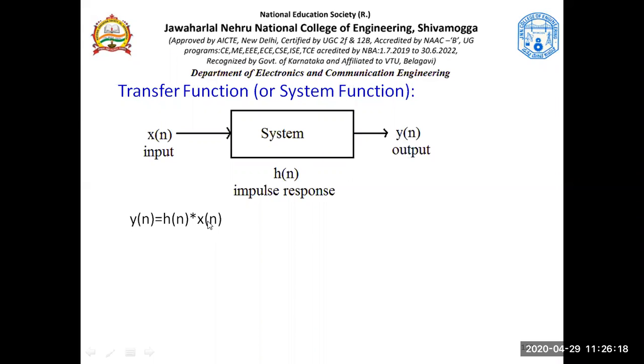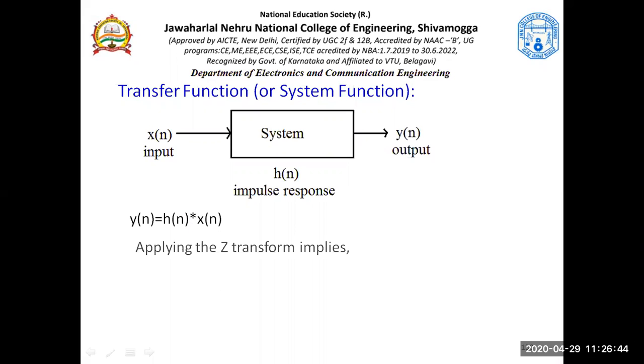operator, x of n. H of n convolution x of n is the output of the system. Okay, so this is in time domain. The convolution is in time domain. Now, when would this convolution become multiplication? When you take this equation into Z domain, this convolution operator would become multiplication operator.